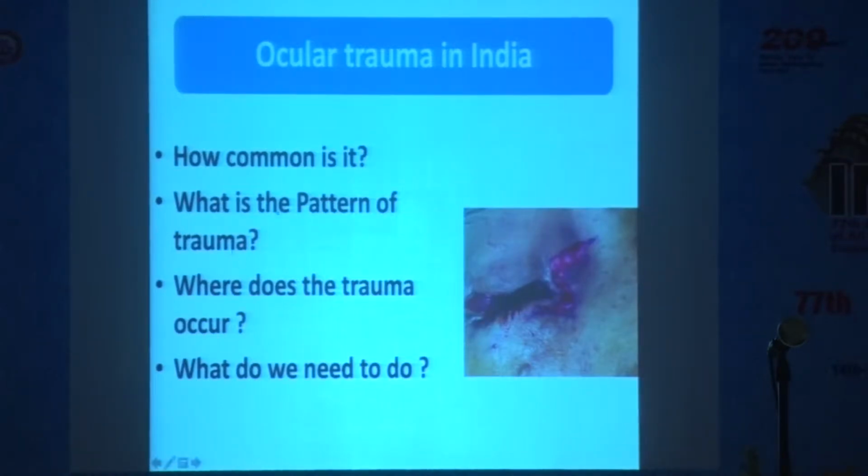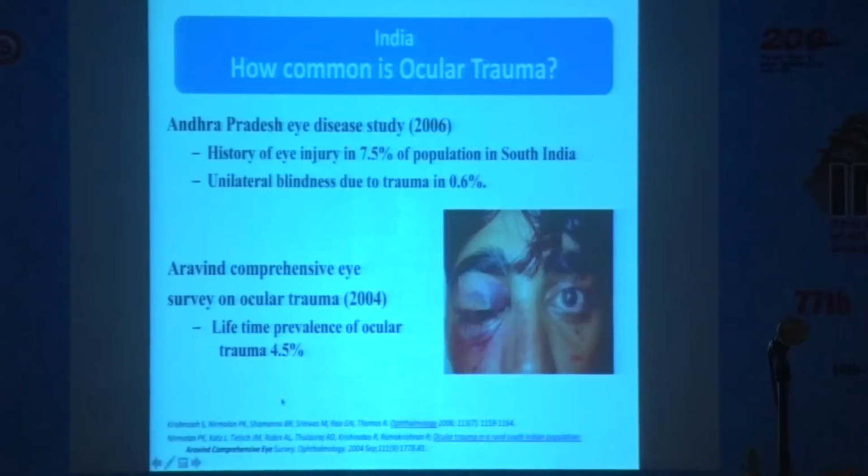So, more particularly focusing on what we know about ocular trauma in India, we're going to look at 4 things. How common is trauma here, from whatever figures we can get? What is the pattern of this trauma? Where does the trauma occur? Because that will be important for deriving our strategy for managing and tackling it, what we need to do. So let's look at what we know.